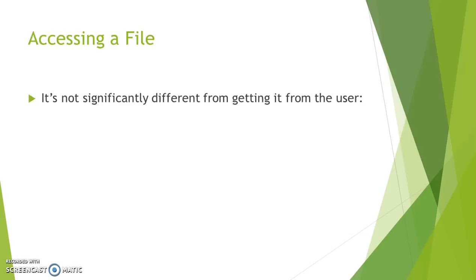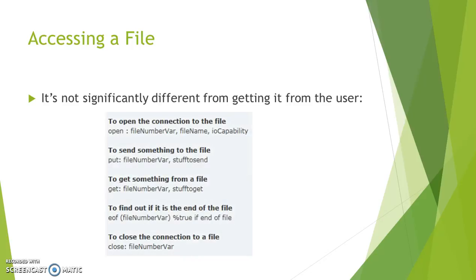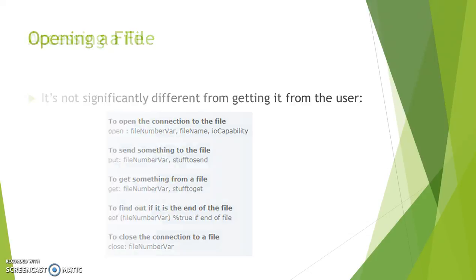So really, pulling information from a file is not significantly different than accepting it from the user's input. We have to open a connection to the file. We have to send something to a file through a file number variable. We have to retrieve it using a get command. If we're retrieving a list, a very important thing can be figure out if you've reached the end of the list. And we can close the connection to a file in order to allow it to be available for other applications by using a close command. So there's a very few simple commands that we can use.